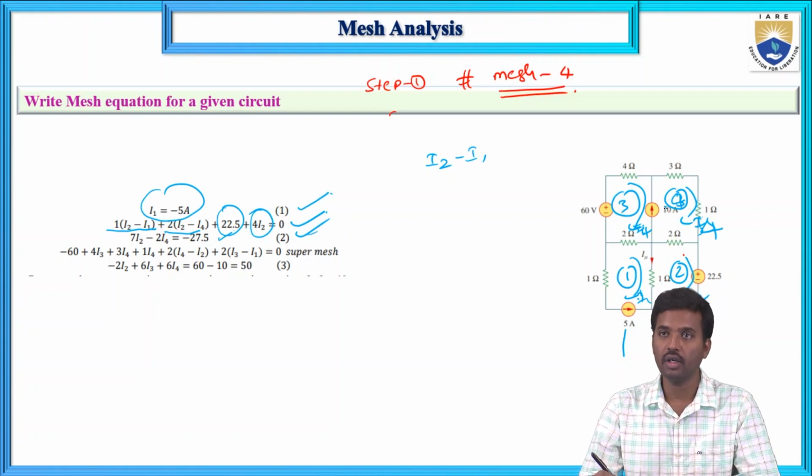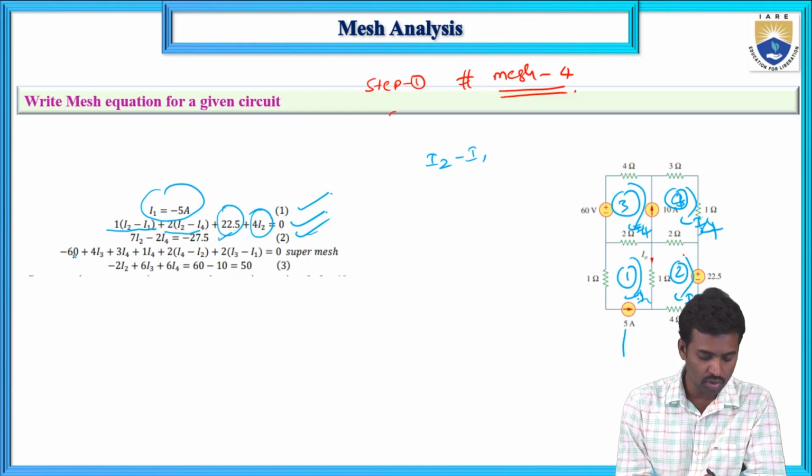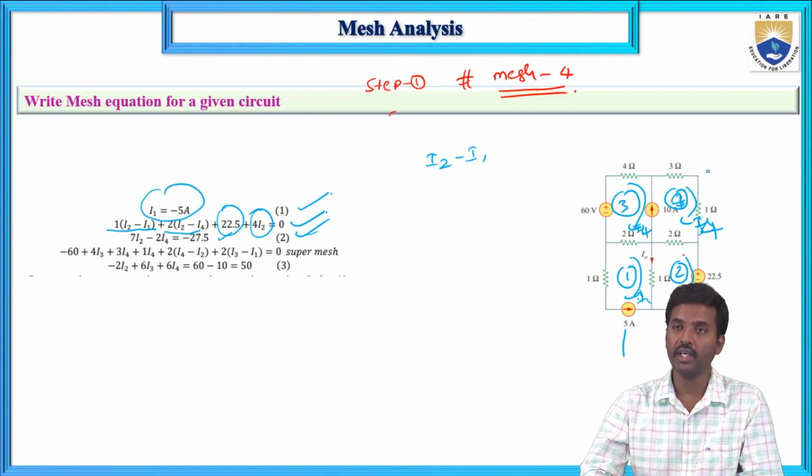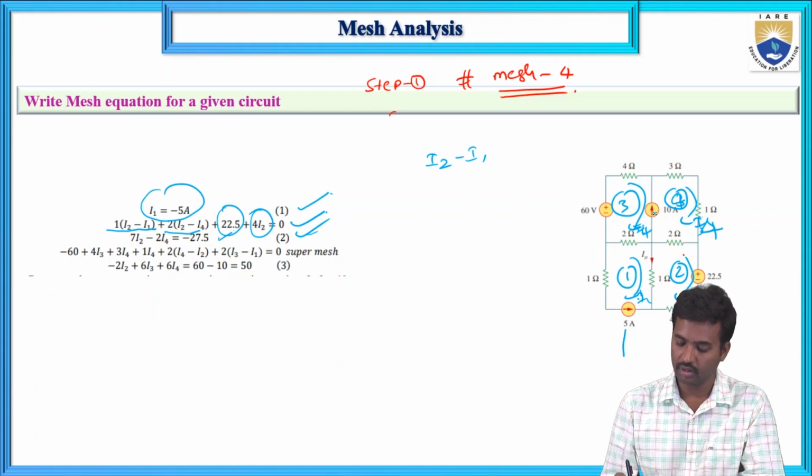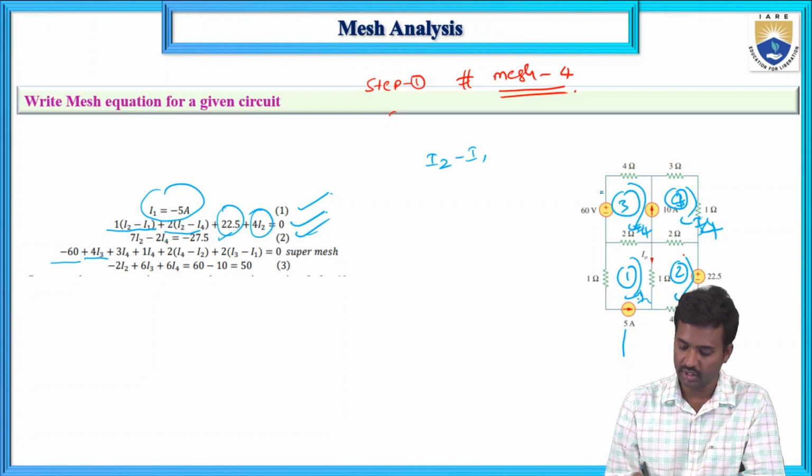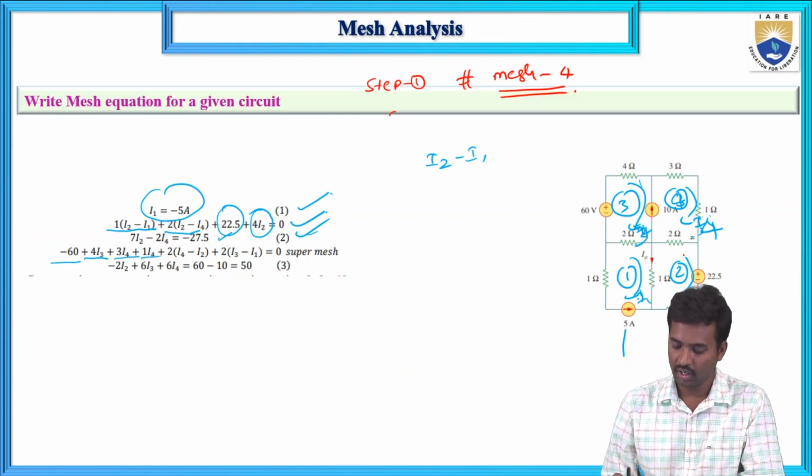Now here there is a current source in between two loops, that means meshes 3 and 4. So to apply KVL, remove that mesh. This is a super mesh. Remove that current source and apply KVL. So this is minus 60, current is flowing, and next 4 into I3, and 3 into I4, and 1 into I4, and 2 into (I4 minus I2), and next 2 into (I3 minus I1). This is equation number 3. This is 1, 2, this is 3, and this one is 4. So this is the super mesh equation.